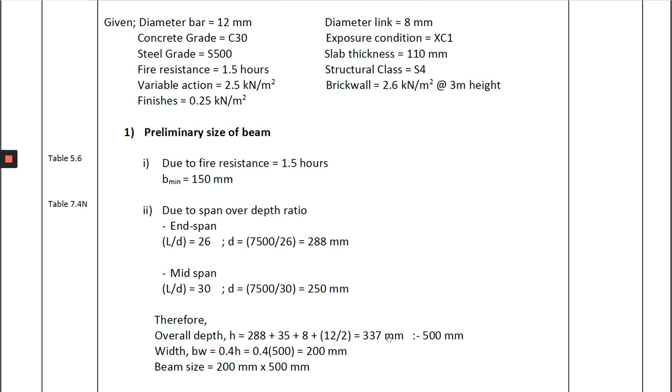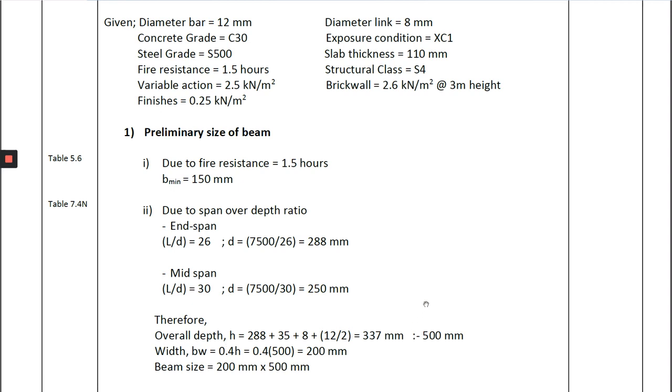I assume that the height of the beam is at least 2 times your b. In my case here, I already have the b. If b is 150, at least I have 300. Therefore, in my case here, I have my h as 337.